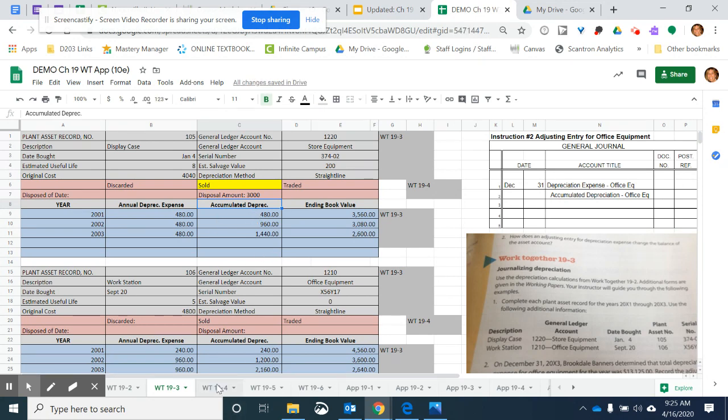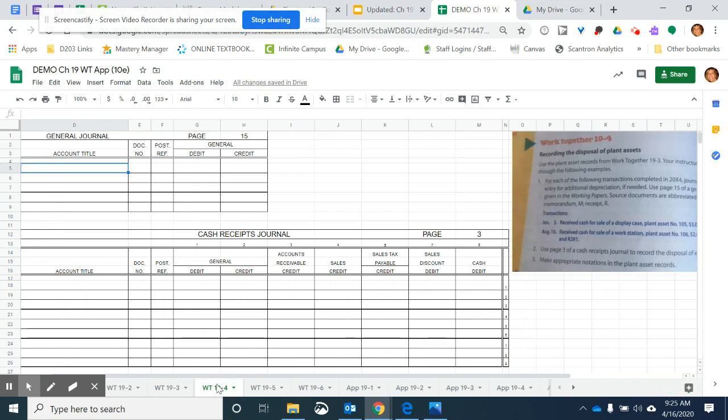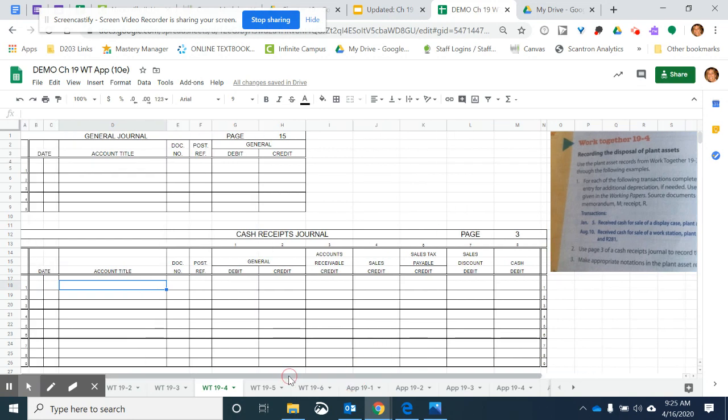We're going to go back to 19.4, and we are going to start right here in the cash receipts journal. All right, we know that this transaction occurred on January 5th. And what else do we know? We know that we got cash. We have a special column, cash debit, and we're going to put $3,000 in.